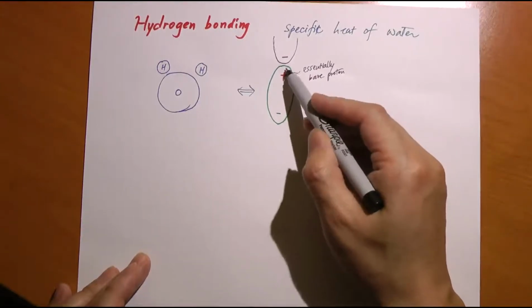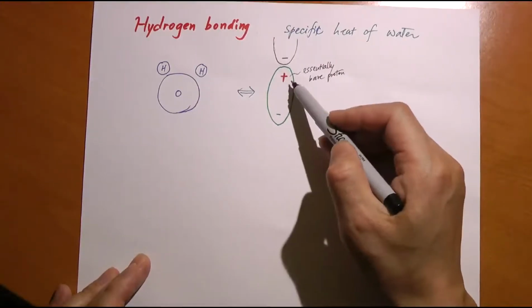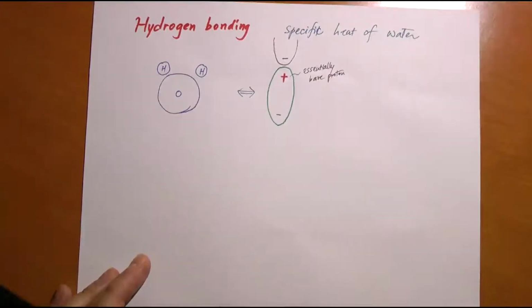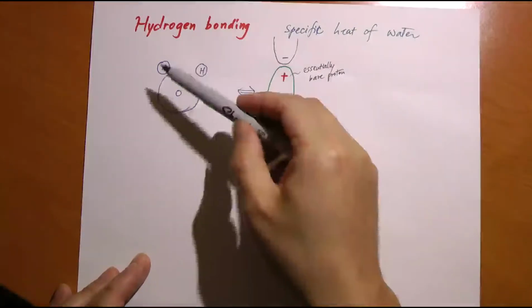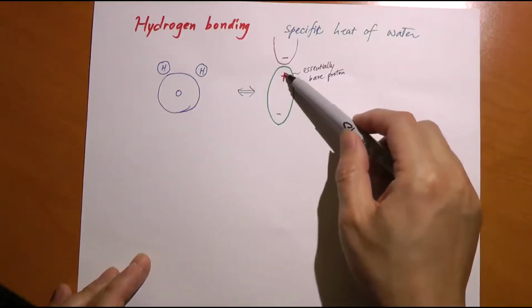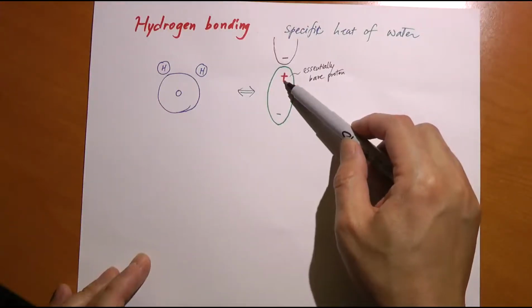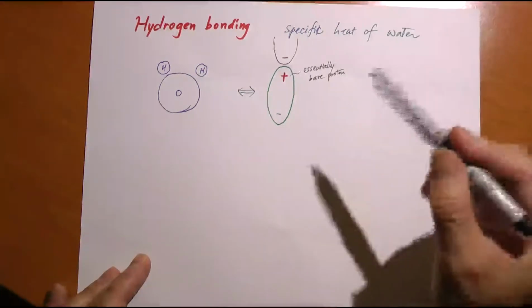So that attraction is pretty strong, even though there is no complete transfer of any electron from here to there. That is called hydrogen bonding. Again, it is because the hydrogen has only one electron, and that electron is almost gone, not complete, almost gone, leaving an essentially bare proton, which can strongly attract the negative side of any other polarized molecule.